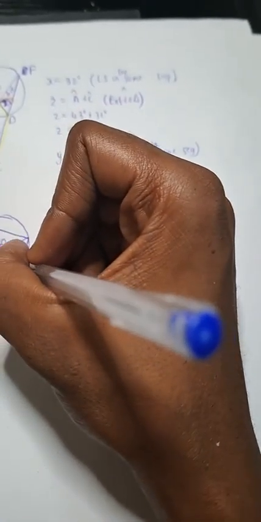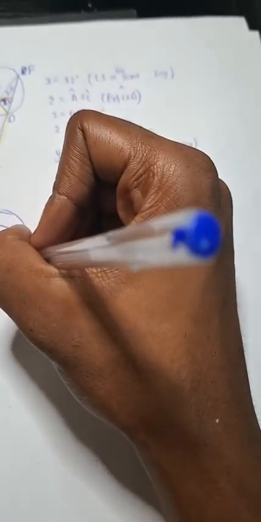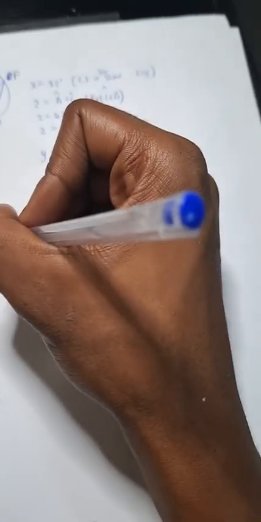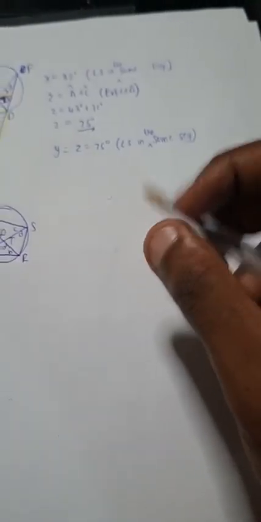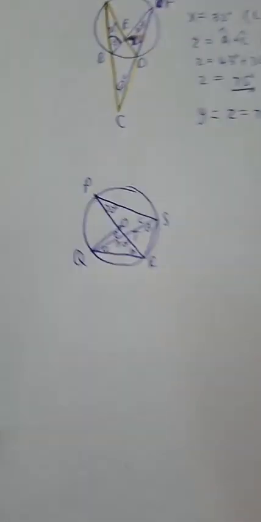So O is the center there. 110. We've got A, B, R, S, P, C, D, Q, E there, and then that's T. And we're asked to find A, B, C, D, and E. And we have 20 degrees there.